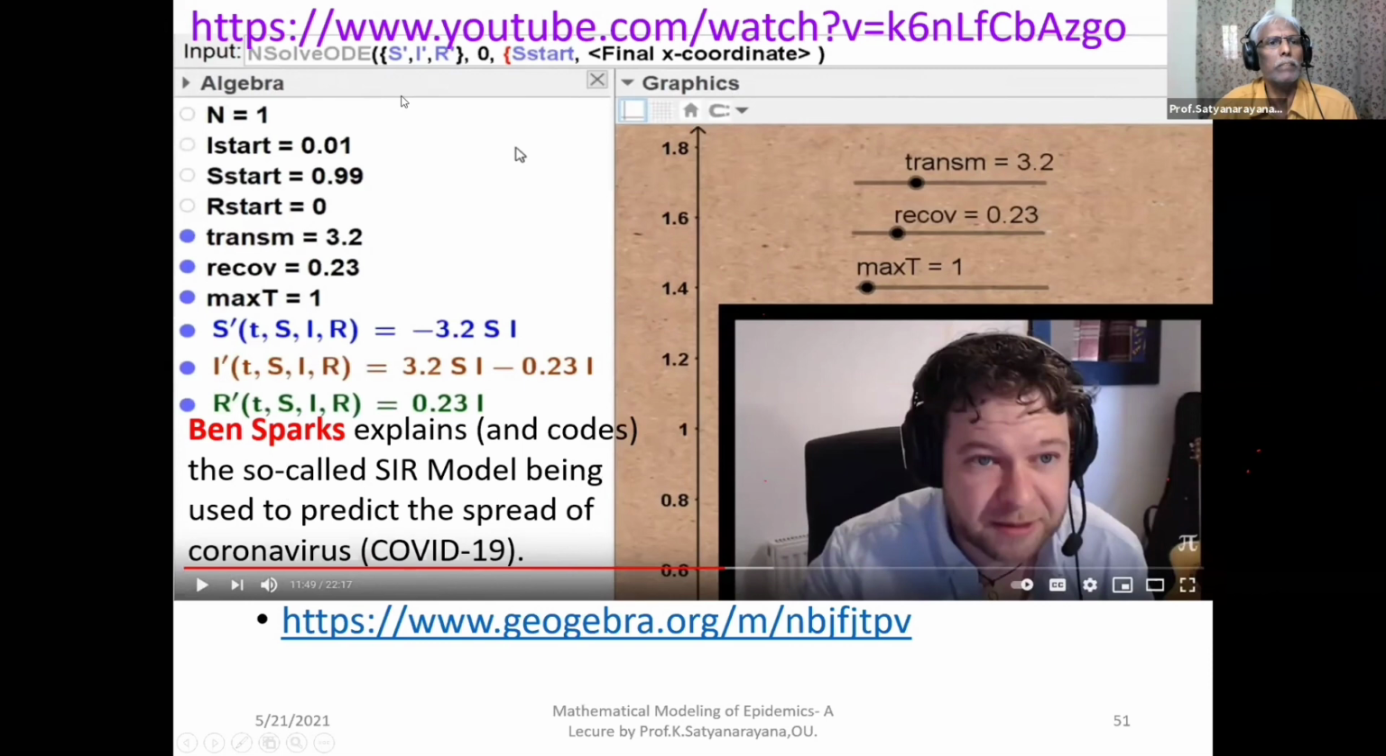N is equal to one, the total population. I start, that is the initial value of the infected, is 0.01, because someone must be there to start. Then S start, S means susceptible, will be 0.99, since we have taken it out from one. The removal rate, that is the recovered, in the beginning is zero. Transmission rate is 3.2, recovery rate is 0.3, maximum time is one, and he has written the code here. This is the GeoGebra code. I will show the implementation.